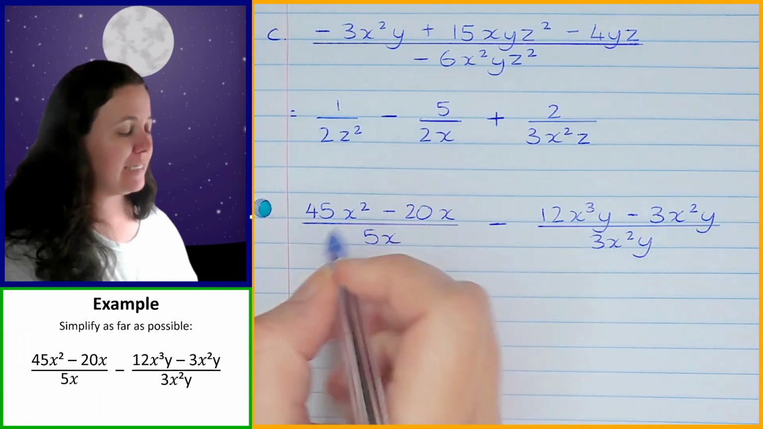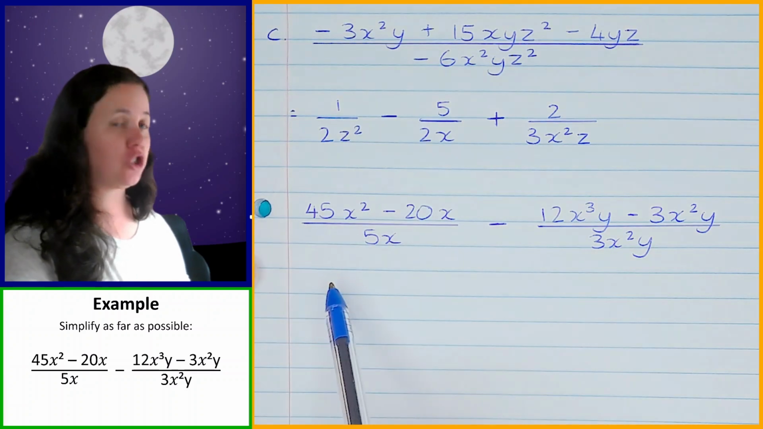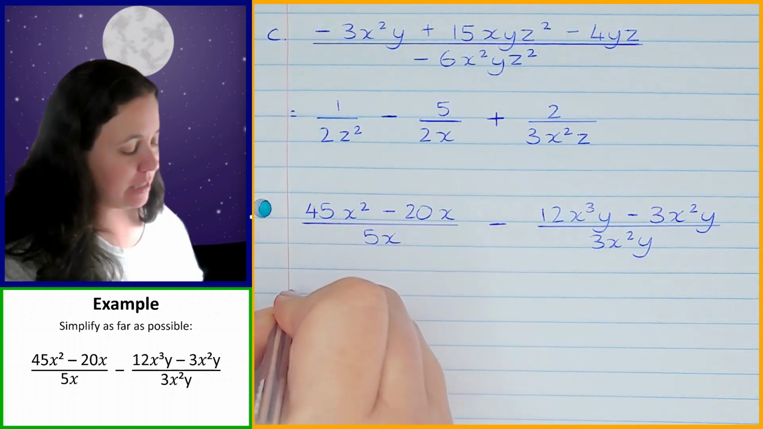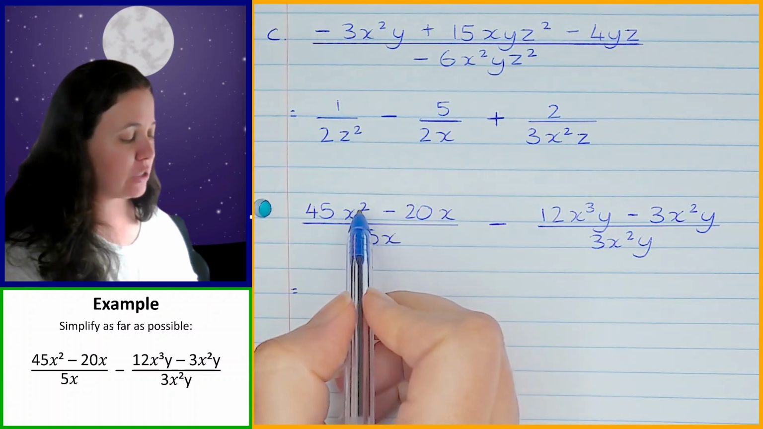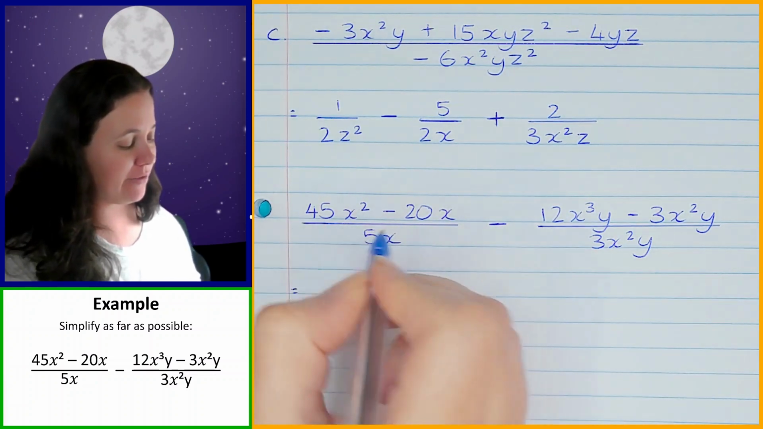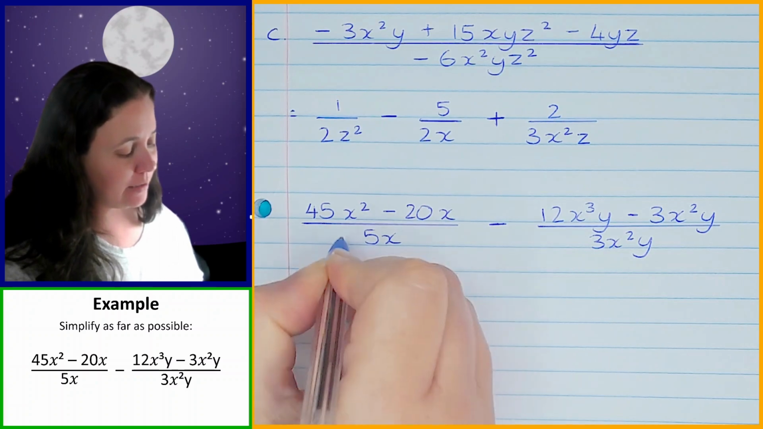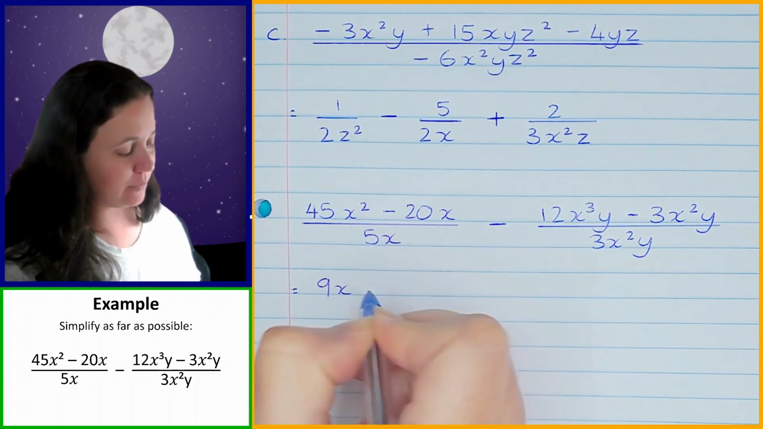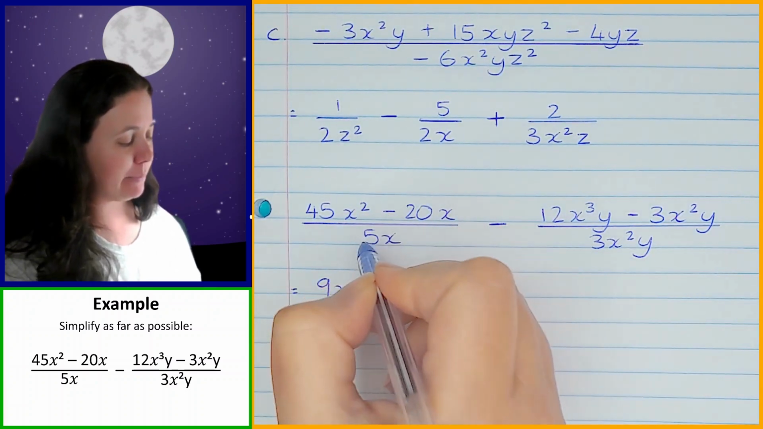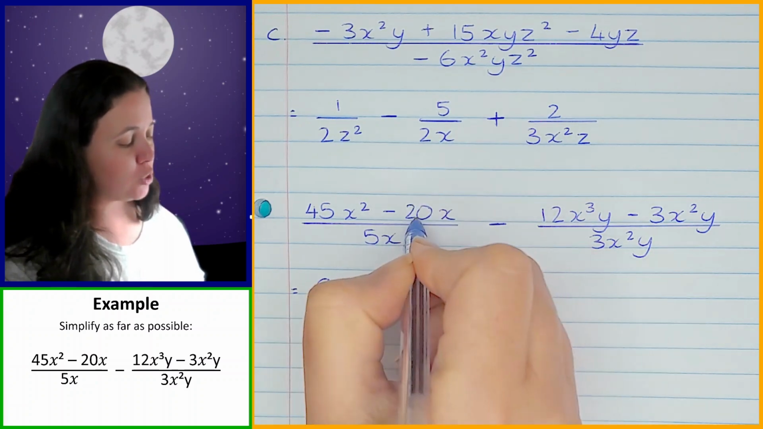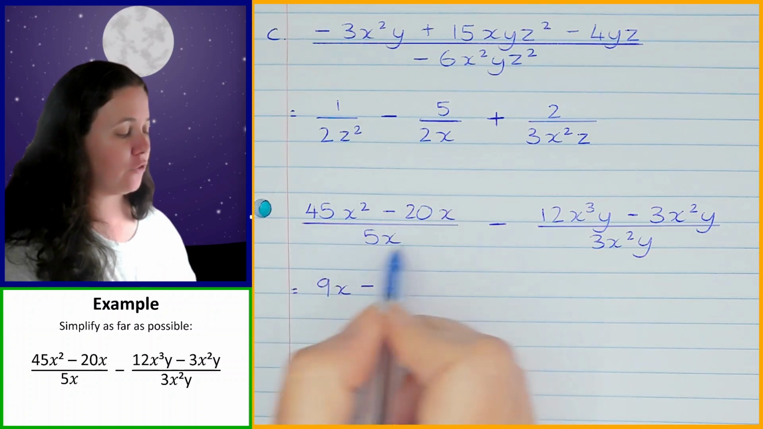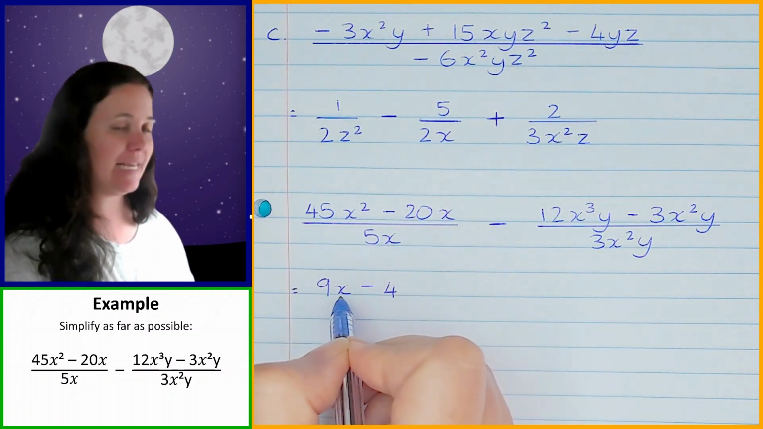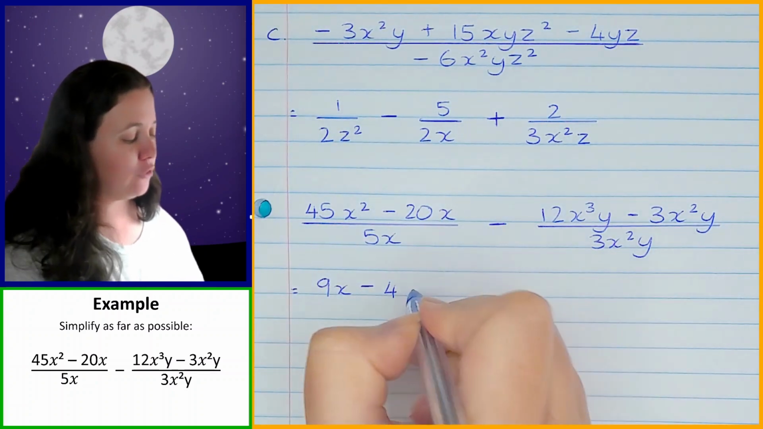Just like in the previous ones, I can show the splitting up of the fractions, or I can do my simplification straight away. So I've got 45x squared divided by 5x. 45 divided by 5 is 9, and x squared divided by x is x. Then I've got a negative divided by positive is minus, 20 divided by 5 is 4, and x divided by x cancels. So for my first fraction, I'm left with 9x minus 4. Then I've got a minus.